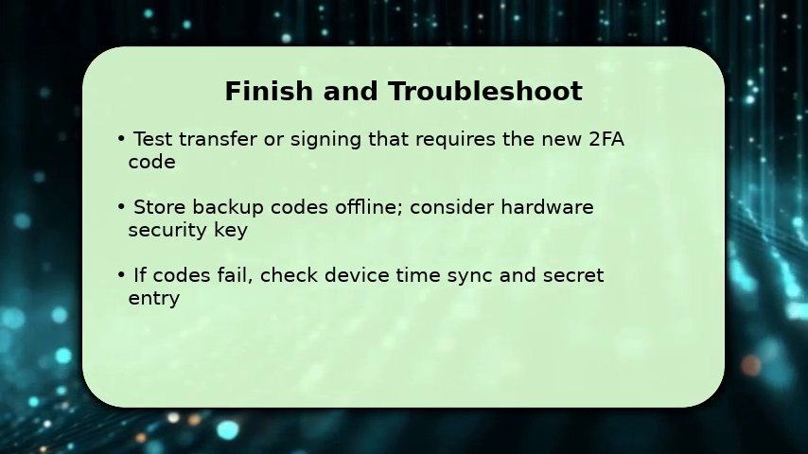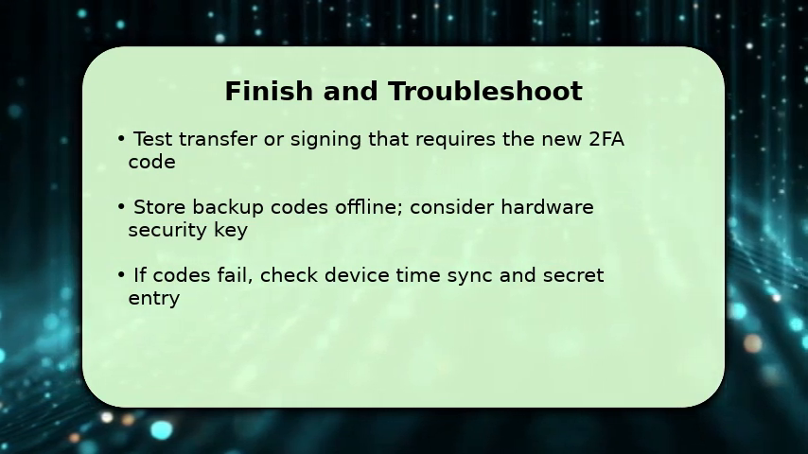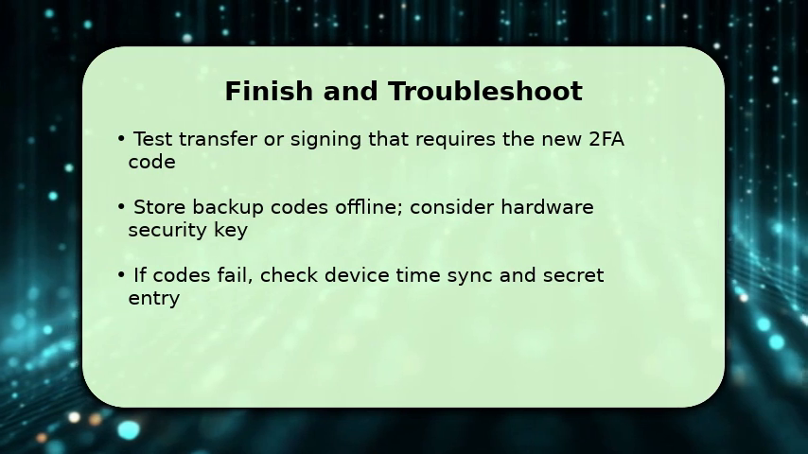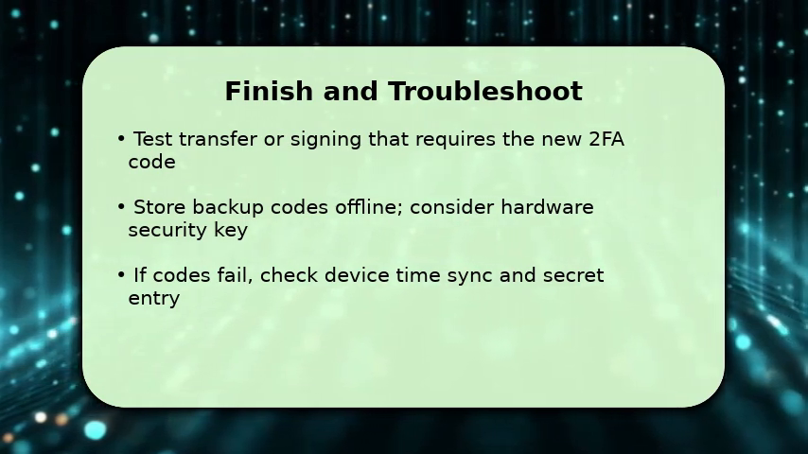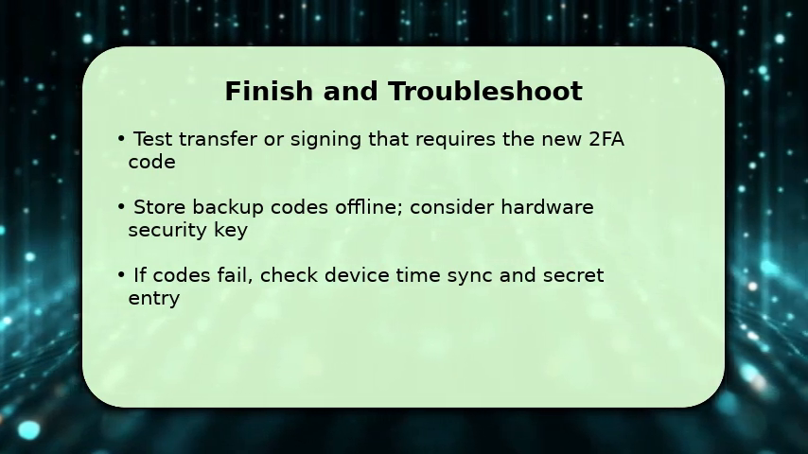If something goes wrong, first make sure your phone's clock is synced to network time, because time drift breaks TOTP. Also re-enter the secret to ensure no typo. If problems persist, use the platform's recovery flow to regain access.